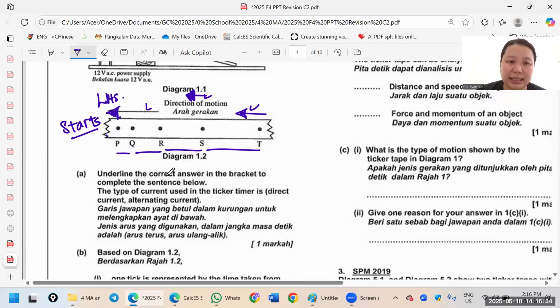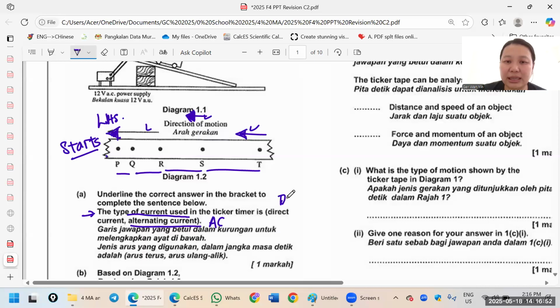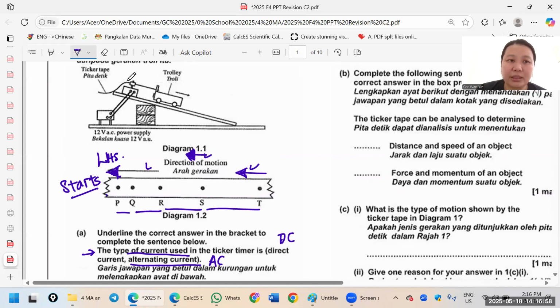Okay, underline the correct answer, the type of current. Oh, sorry, this is current. This is AC, alternating current, so that the ticker can go up and down 50 times per second. We learned AC and DC last year, right? AC has direction up and down, or left, right, left, right. That's why you can hear the sound.